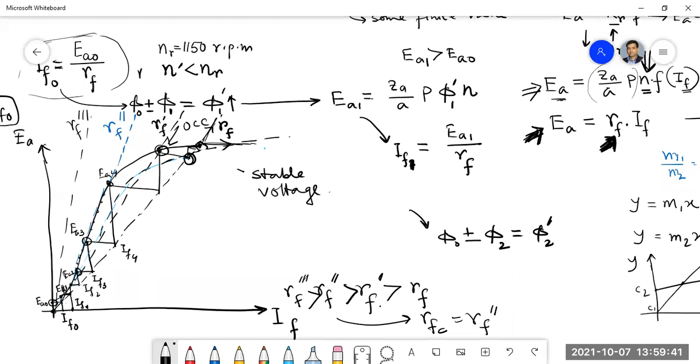Now, further I am reducing the speed to N double prime, and the curve becomes this. Remember, here I am not changing the field resistance. Field resistance is constant here. Only I am changing the speed. So this was corresponding to your N prime, and this new curve I have drawn corresponds to N double prime.